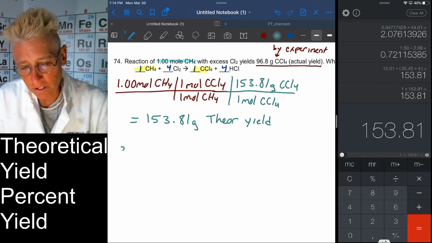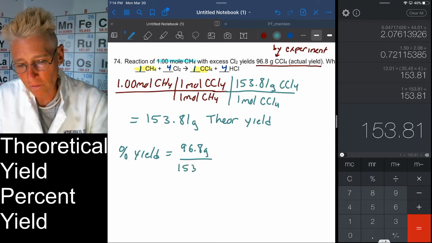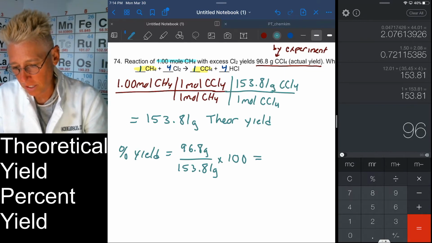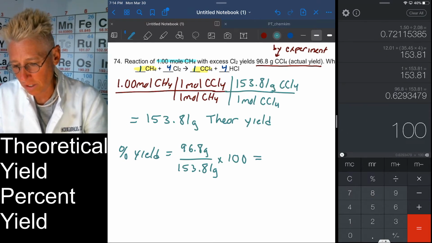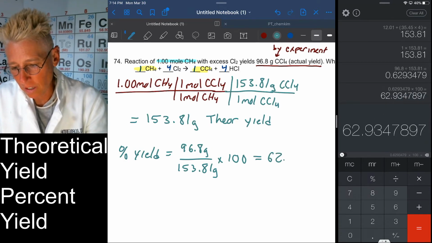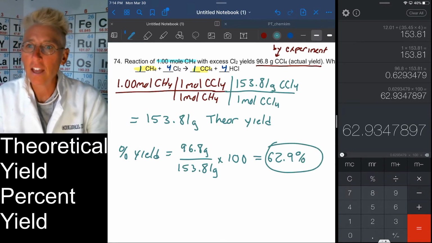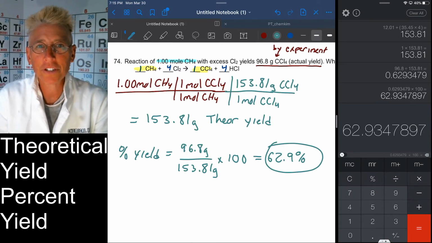To do the percent yield, we're going to do the actual divided by the theoretical. The actual was 96.8 grams. I'm going to divide that by the 153.81 grams, multiply that times 100. So 96.8 divided by 153.81 times 100, and I get 62.9% yield. Okay, not exactly the best yield, but again, that's your percent yield calculation.